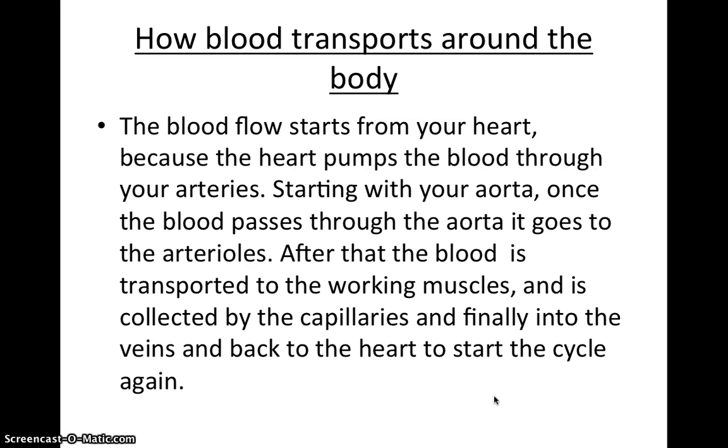How blood transports around the body. The blood flow starts from your heart because the heart pumps the blood through the arteries. It starts with your aorta. Once the blood passes through the aorta, it goes down to the arterioles. After that, the blood is transported to the working muscles and is collected by the capillaries. Finally, the blood is taken to the veins and back to the heart to start the cycle again.